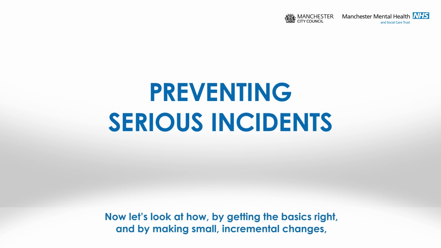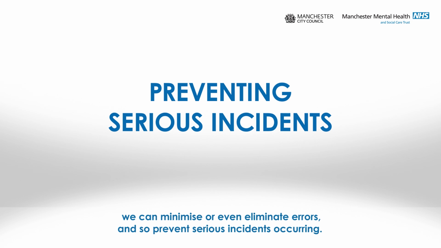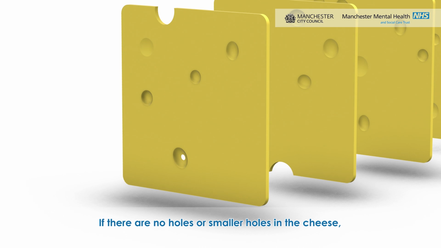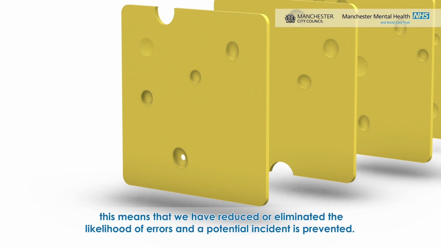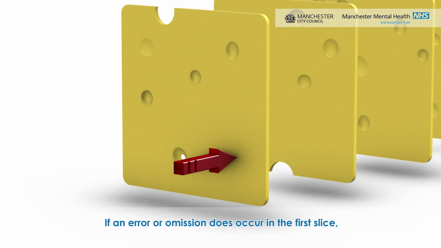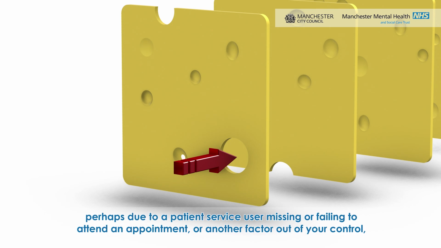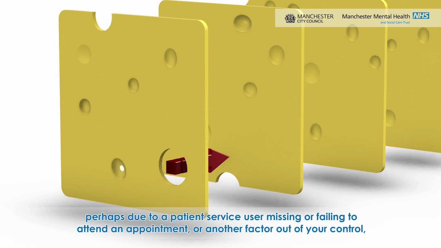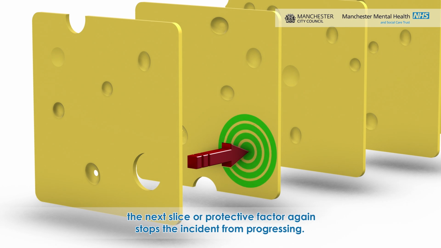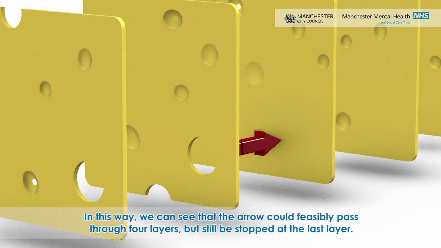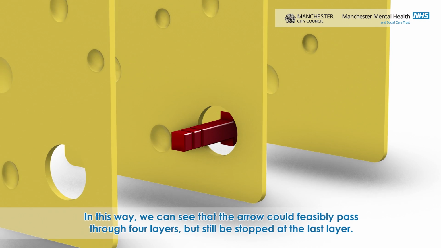Now, let's look at how, by getting the basics right and by making small, incremental changes, we can minimize or even eliminate errors, and so prevent serious incidents occurring. If there are no holes or smaller holes in the cheese, this means that we've reduced or eliminated the likelihood of errors, and a potential incident is prevented. If an error or omission does occur in the first slice, perhaps due to a patient or service user missing or failing to attend an appointment, or another factor out of your control, the next slice or protective factor again stops the incident from progressing. In this way, we can see that the arrow could feasibly pass through 4 layers, but still be stopped at the last layer.